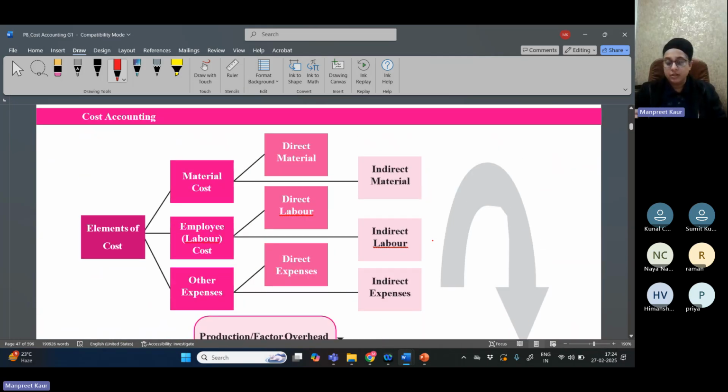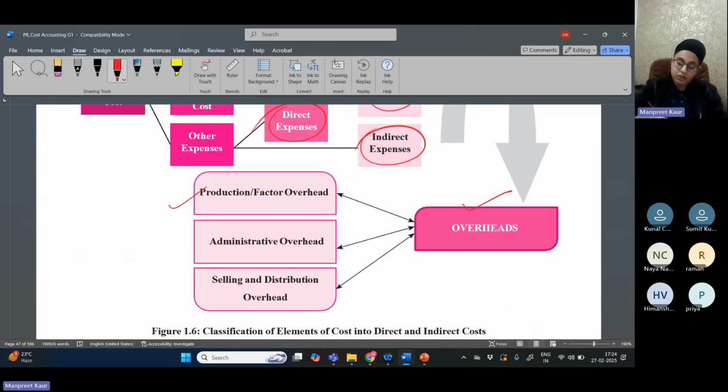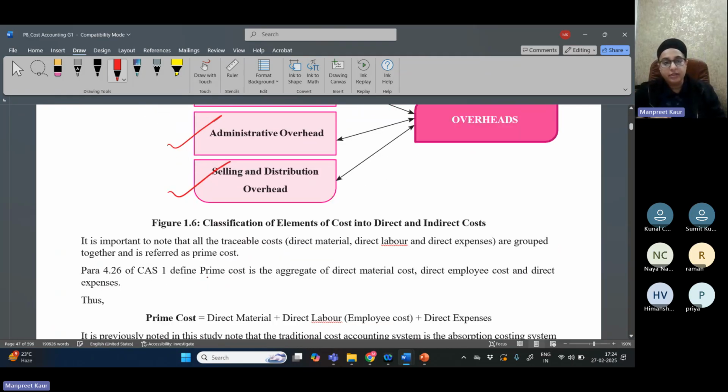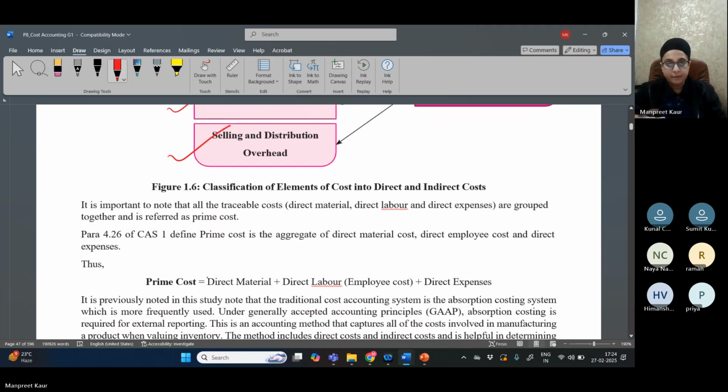In elements of cost, we have already discussed either direct material or indirect material, employee cost or labor cost, direct labor, indirect labor, direct expenses, indirect expenses, which can be any. Overheads are production, admin and selling overheads. Production overheads we can also call the factory overheads. Admin overheads relate to administrative expenses. Selling overhead relates to selling expenses, and distribution overhead relates to marketing expenses.